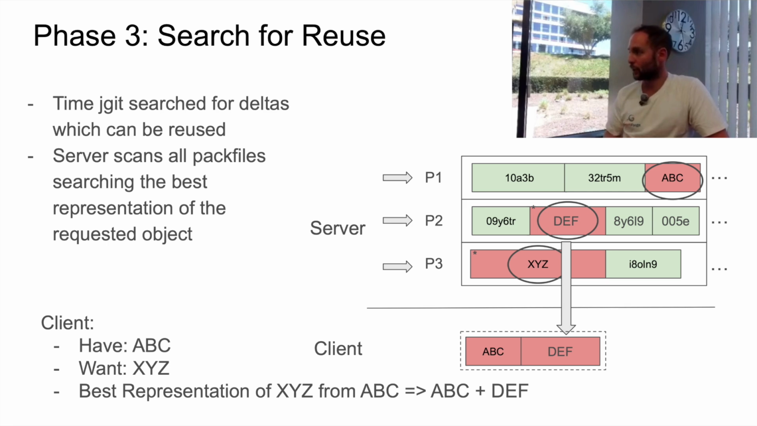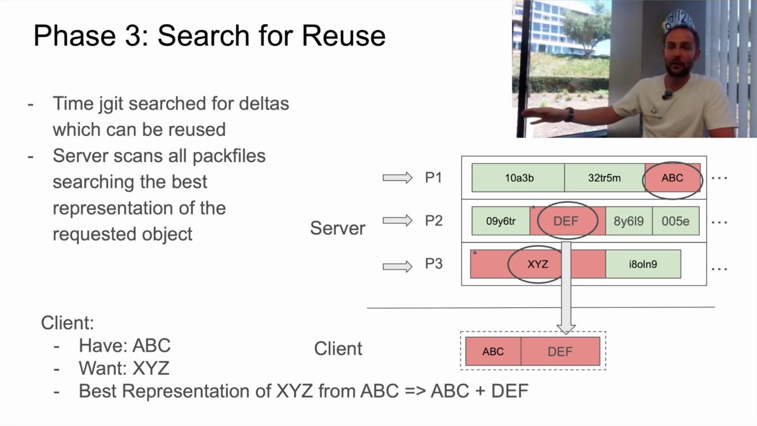So we scan all the pack files, searching for the best representation of the object that is being requested. So in our example, say that we have ABC is the object that the client has, and it wants XYZ, and the best representation happens to be ABC plus DEF, okay? We look in the first pack file and we find ABC, great. We look in the second pack file and we find the DEF, great. And then finally we look in the third pack file and we find XYZ.